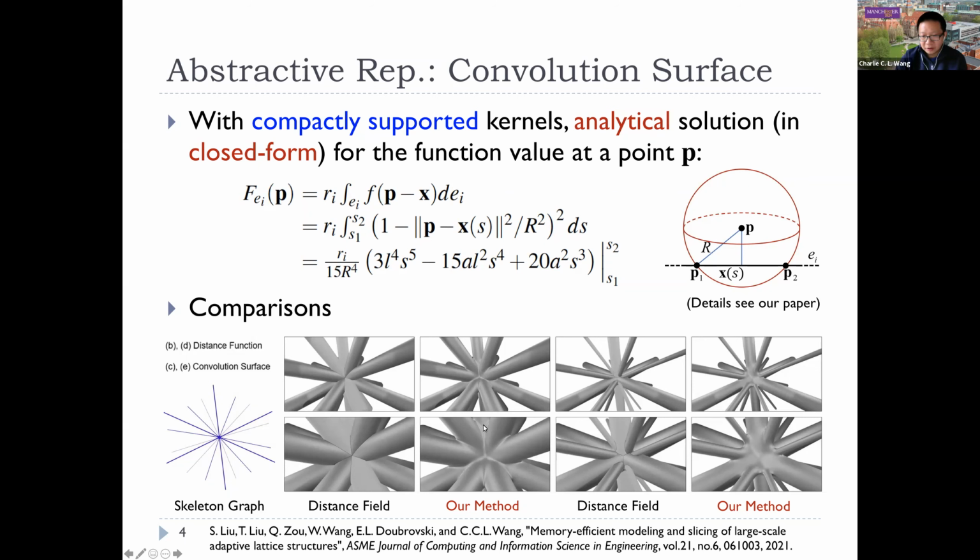And this shows another example, which has different skeletons with different supporting radii. So basically, we can use this radius to adjust the density of the lattice structure, which I will describe a little bit later today.